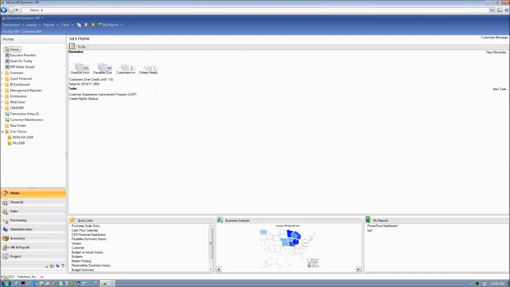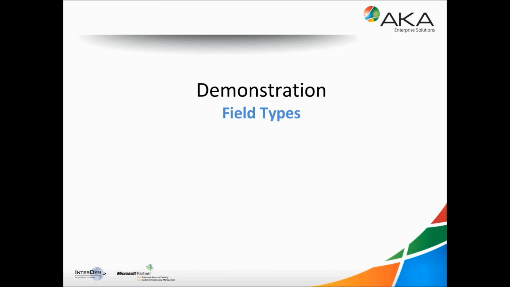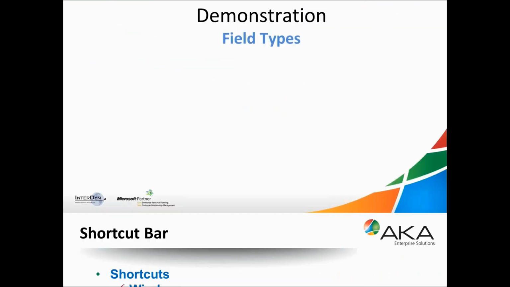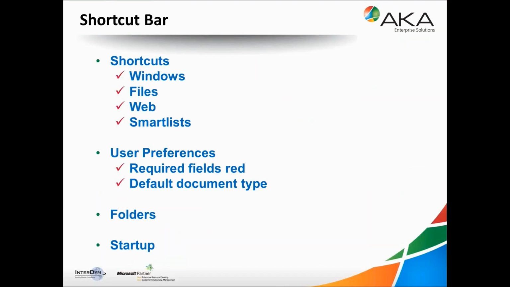Okay, so let me move on to the next category, which is going to be the shortcuts. So in addition to your quick links to the different navigation, you can always go ahead and do shortcuts. Shortcuts can either be Windows, Files, Web, or Smart Lists, and you can set some user preferences as well. So you don't have to have your required fields in red. If you want them in purple, go ahead.